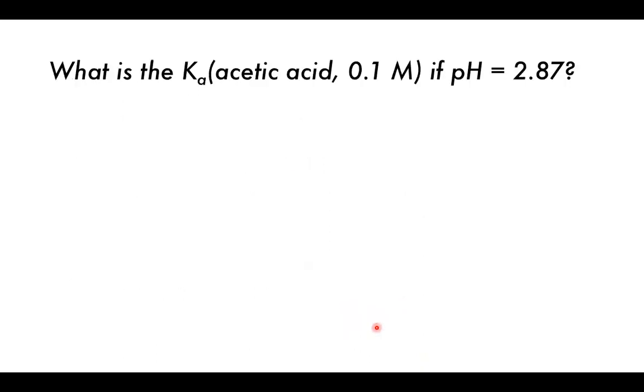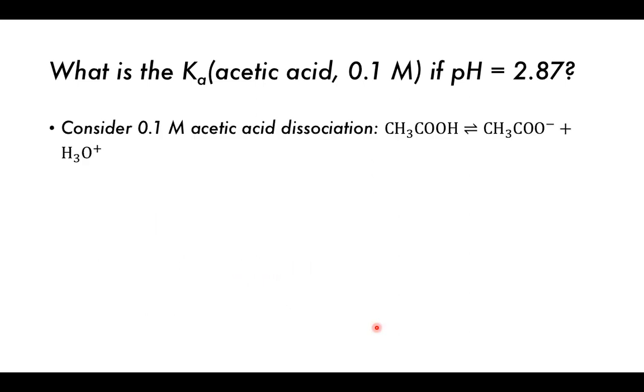So what is the Ka of 0.1 molar acetic acid if pH is equal to 2.87? So we consider the 0.1 molar acetic acid dissociation reaction, which is the same as before. So acetic acid dissociates to give acetate plus hydronium in water. The pH here we're told is already 2.87. So we want to know how much hydronium ion there is in solution.